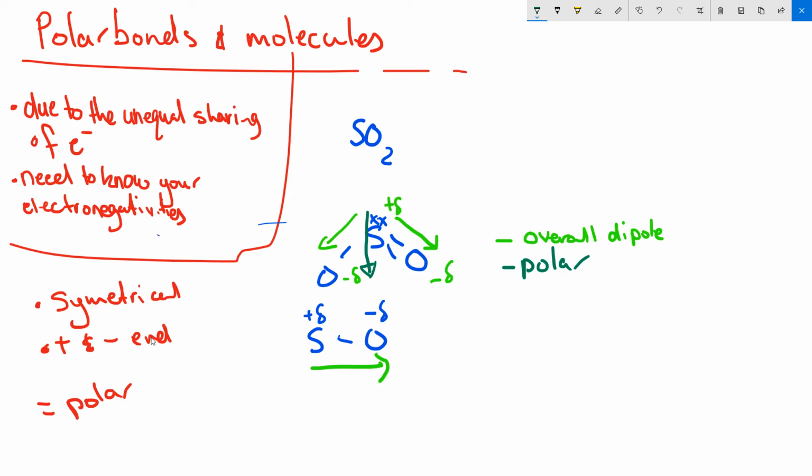Again, if we go back to these two cheat points, we see that the molecule is not symmetrical, so that's a very good indicator that this molecule is polar. And we see a positive and a negative end. So we see the oxygen being a negative end on both sides, and we have the sulfur being a positive end. So sulfur dioxide, girls, is a polar molecule.